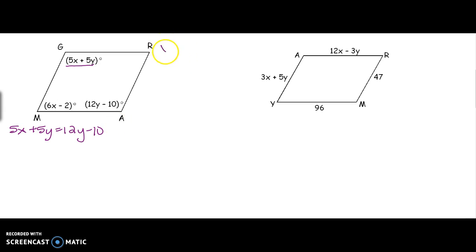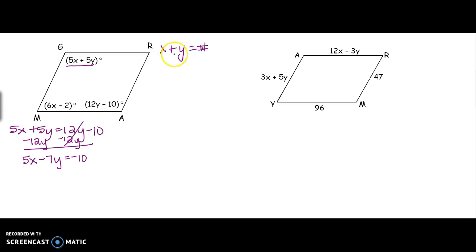Because it's a system of equations, we have to have x and y on one side and our constant number with no variable on the other side of the equal sign. So we need to move our 12y to the other side. So you have 5x minus 7y is equal to negative 10.